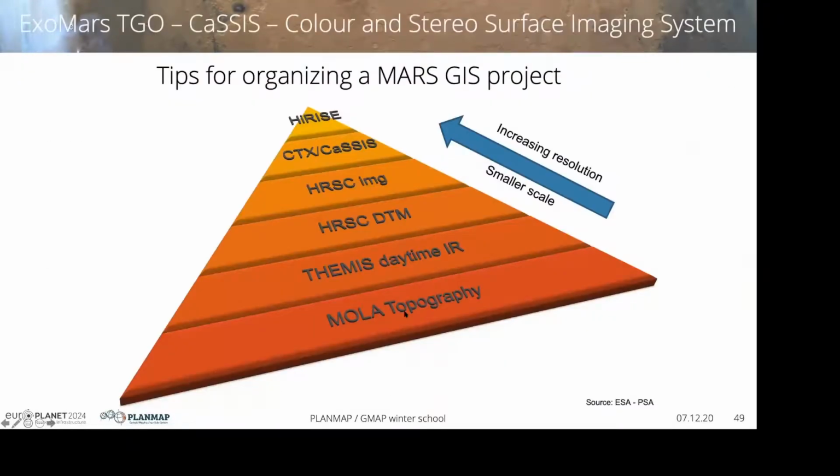This is our advice on how to build a possible GIS project. Information raster layers to be put one on top of each other, starting with, of course, again, laser topography, daytime, nighttime infrared images, 100-meter pixels, then HRSC where available, DTMs, 100-meter pixel, then images, 12-meter pixel, then CTX, CASSIS 6 meters, and then super high resolution.